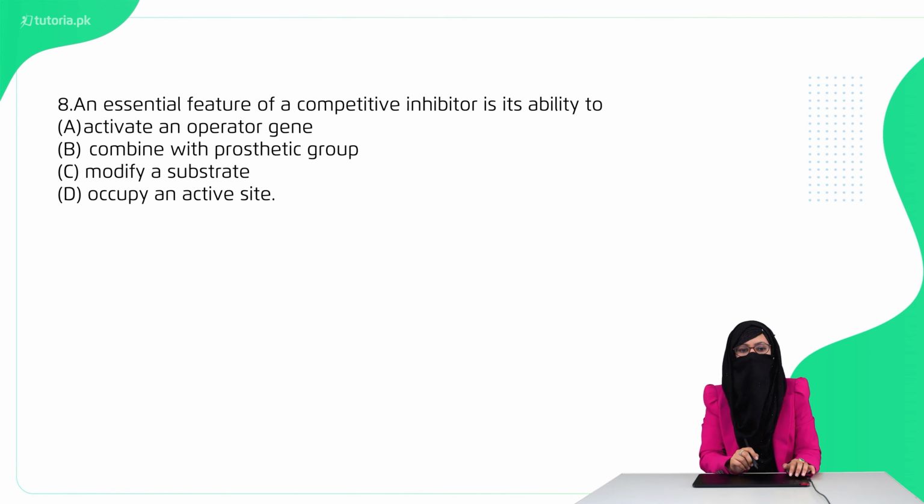Question 8 है: an essential feature of a competitive inhibitor is its ability to activate an operator gene, combine with the prosthetic group, modify a substrate, occupy an active site. The right option है option D, occupy an active site.